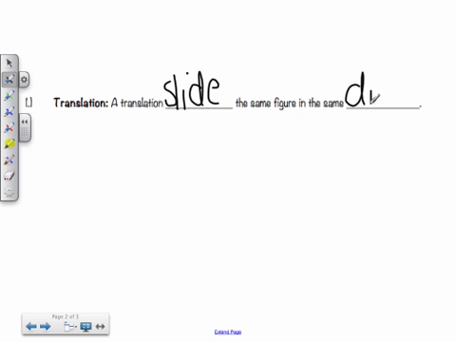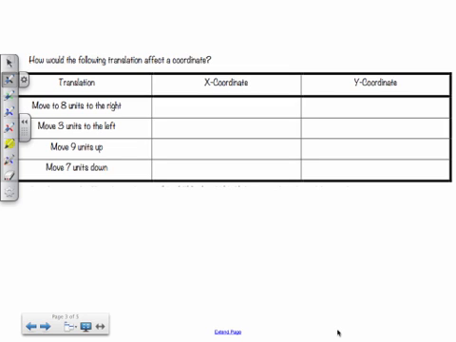Okay. And you can remember what a translation is, because translation has SL in it, and so does the word slide. Okay? Okay, so on your chart on your paper, it asks you, how would the following translation affect a coordinate?